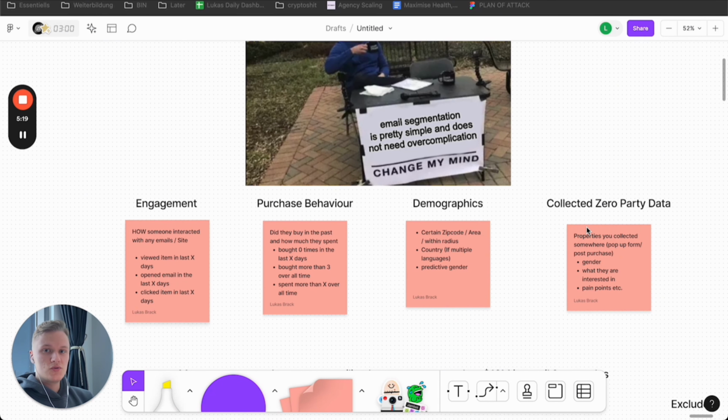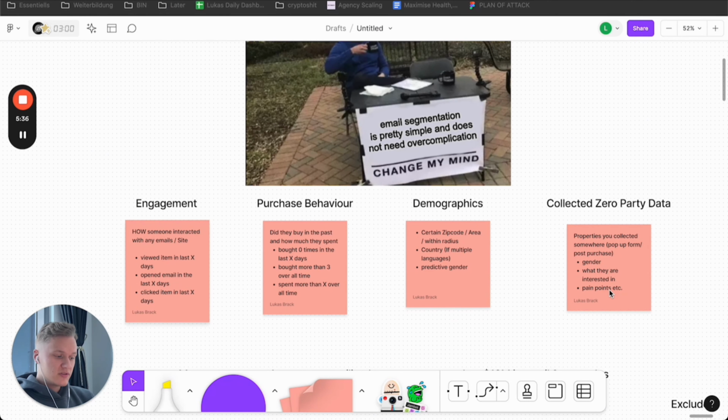Then we can use that, for example, for a dedicated welcome series, or for dedicated campaigns. We collect that data, so in that case we have their pain points. We know what they are struggling with, and we can use that in some campaigns down the line.